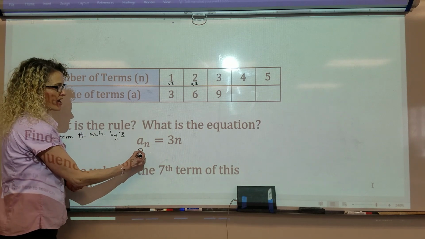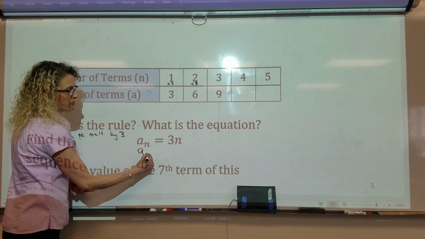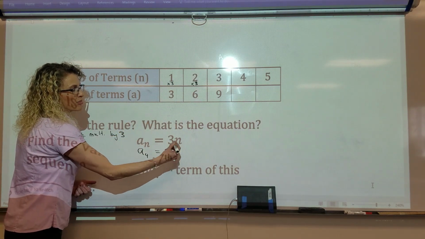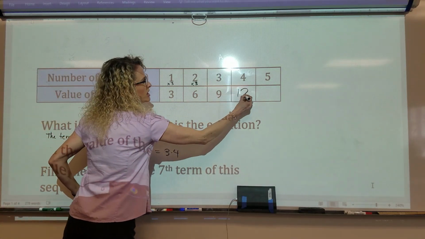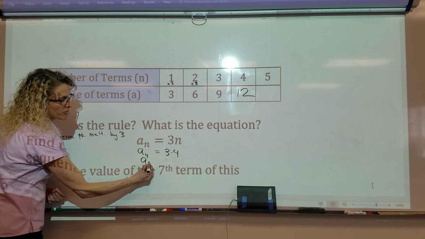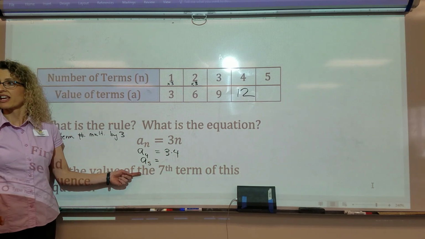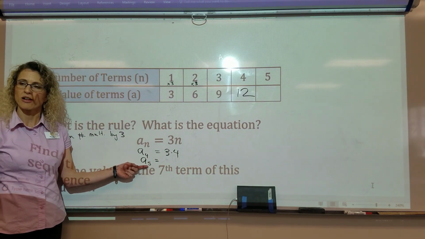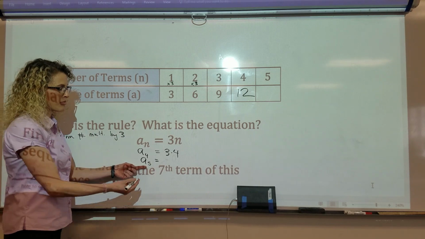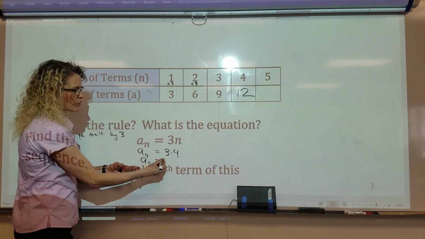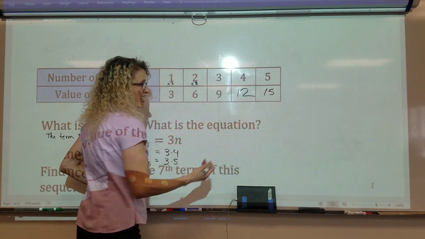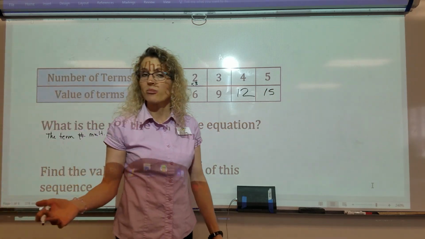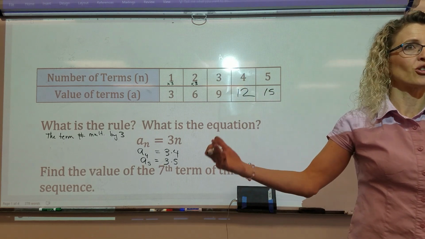So if I wanted to find the fourth term, I would take 3 and times it by the fourth term. 3 times 4, which is 12. If I wanted to find the fifth term, or a sub 5 is what we would say. What would we say? Get ready? A sub 5. It just helps us keep track of which term we're working with. It would be 3 times 5, so it would be 15. Then I can figure out the 10th term or the 20th term by doing 3 times the term number.